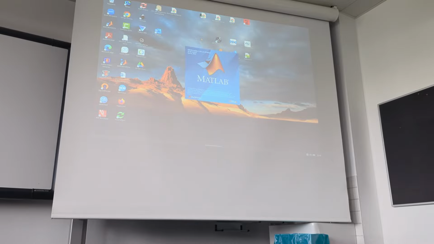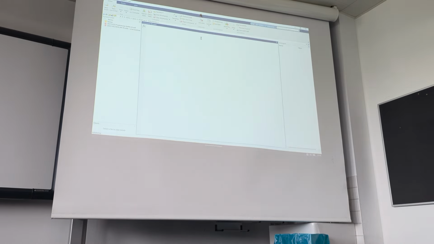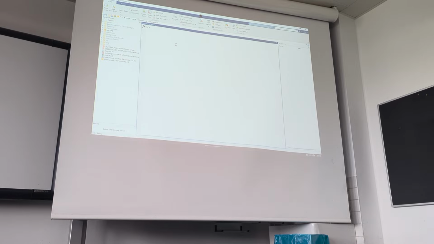Did everyone install already the academic license of MATLAB and Simulink? If not, I would recommend to do it quickly, because a lot of examples will be done with MATLAB Simulink here.